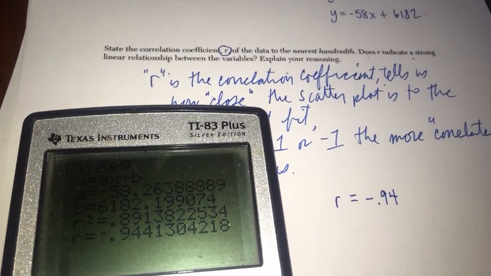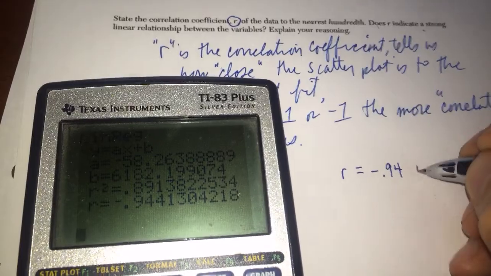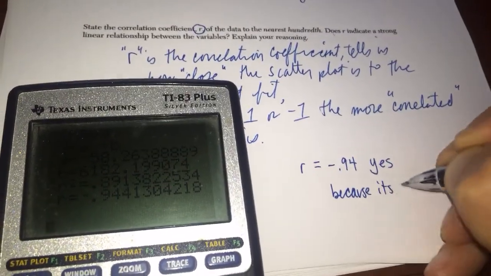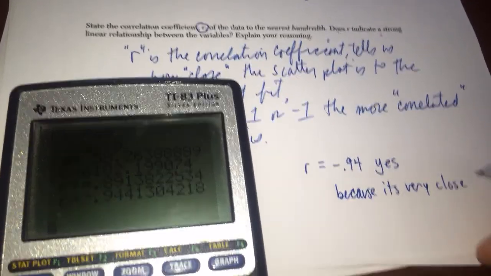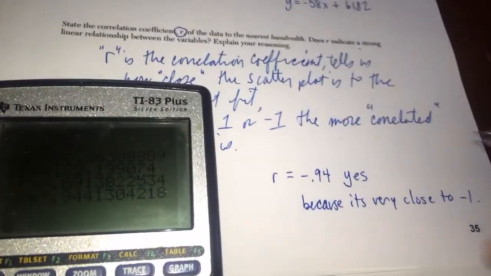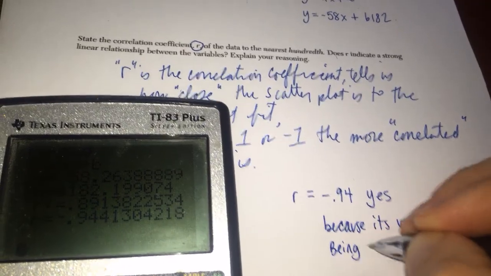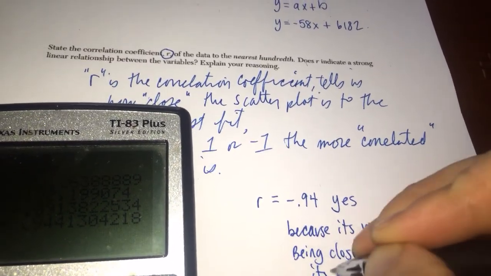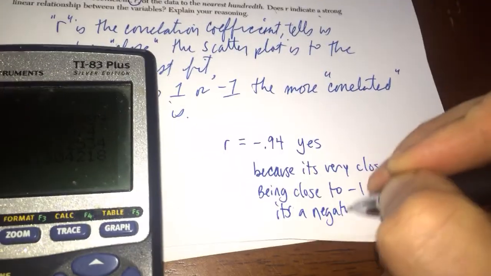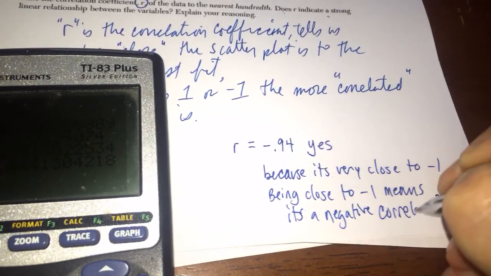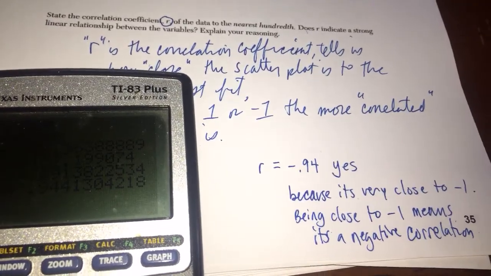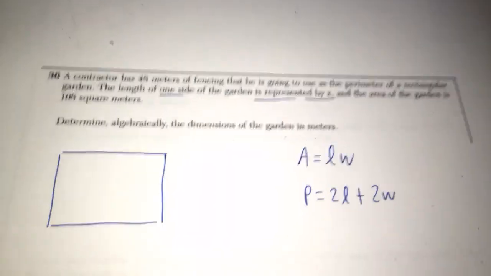Does it indicate a strong linear relationship? And the answer is yes, because it's very close to negative 1. Being close to negative 1 means it's a negative correlation. And if it was close to positive 1, it'd be a strong positive correlation.